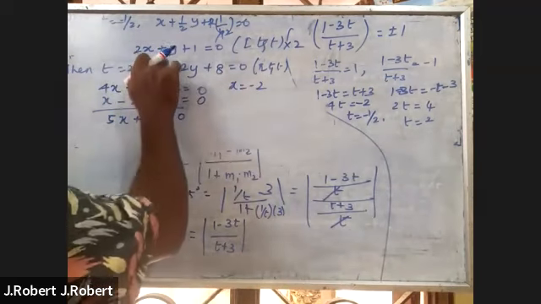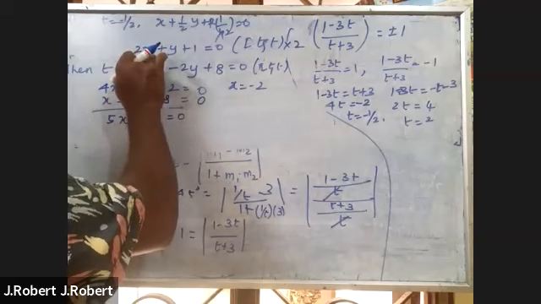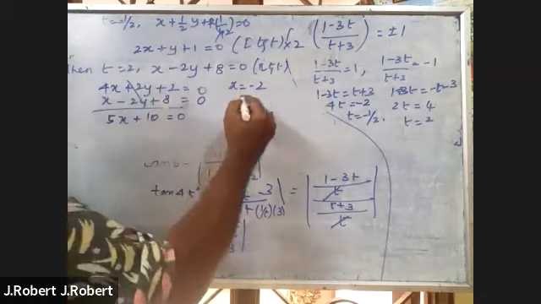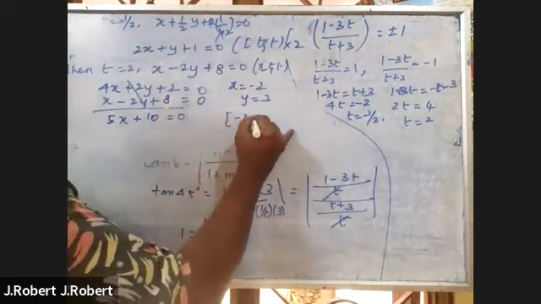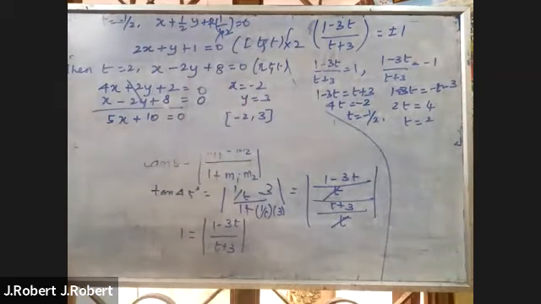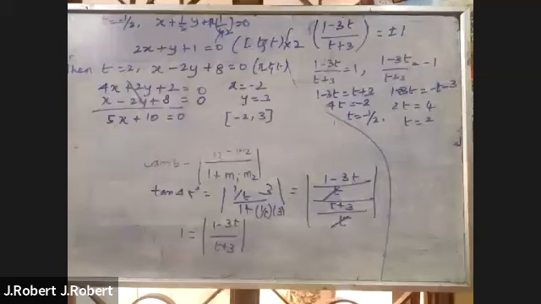Then we'll get y equals minus 2 minus 4, minus 4 plus 1, minus 3. Bring this to that side, y equals 3. Correct? Therefore, the point of contact is minus 2, 3. Please take this down. Next one.